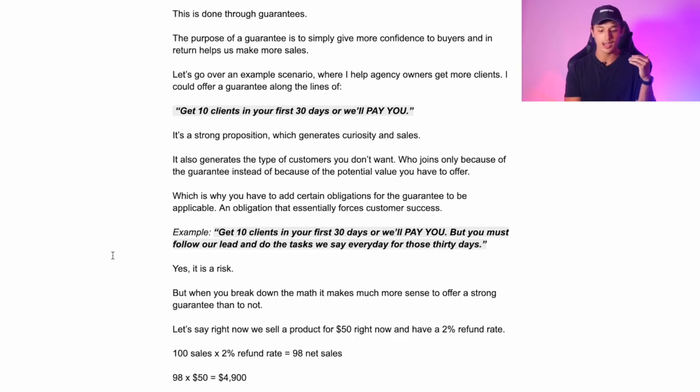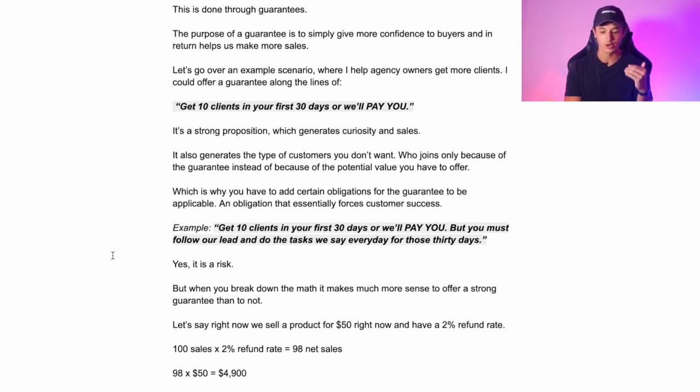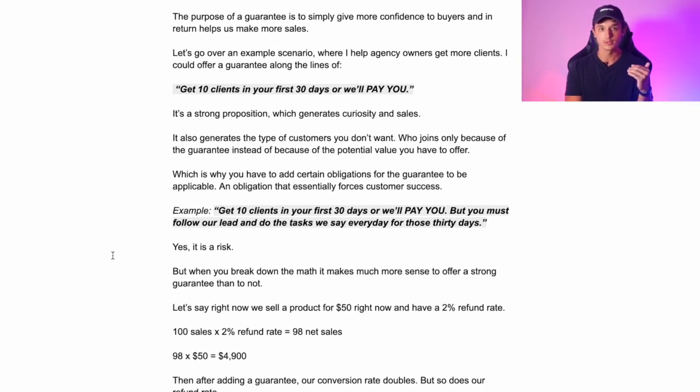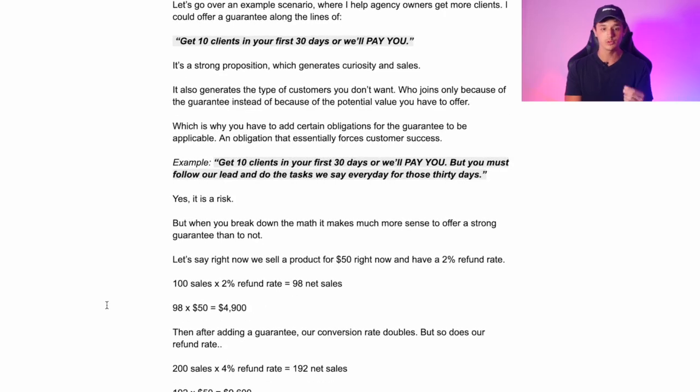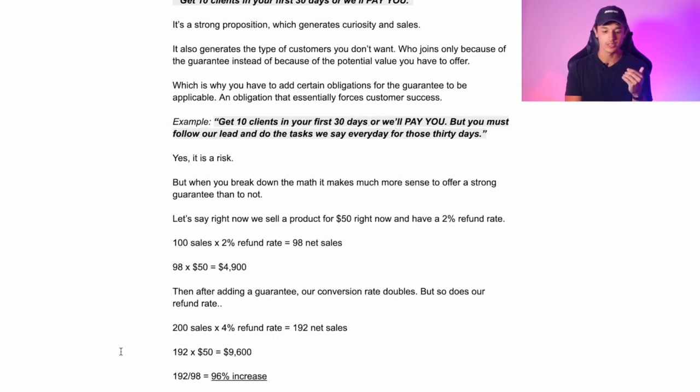But let's say after we add a super strong guarantee, our conversion rate doubles, but so does our refund rate. When you still do the math, 200 sales times a 4% refund rate, we only lose 8 customers. So 192 net sales, which is a 96% increase in both our revenue and customer base.